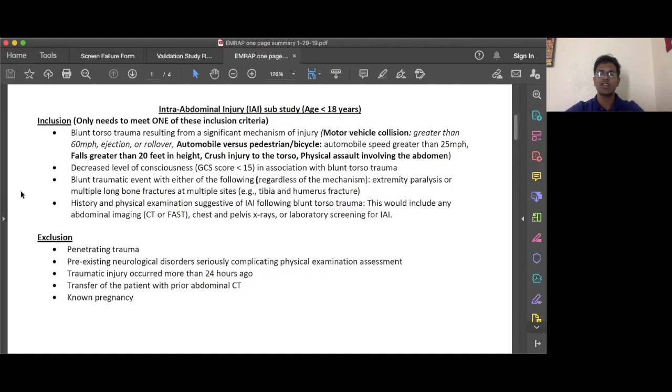And the final inclusion criteria is history and physical examination suggestive of IAI following blunt torso trauma. That could be either an abdominal CT was ordered, or there's been laboratory screening for IAI. Some examples of laboratory screening could be urinalysis or CBC. If those have resulted abnormal following blunt torso trauma, and that could be suggestive of IAI, then they might be included into the sub-study.